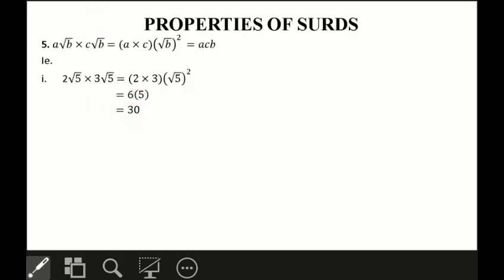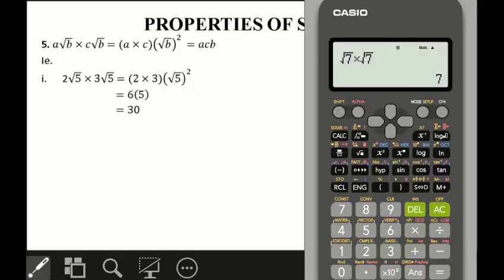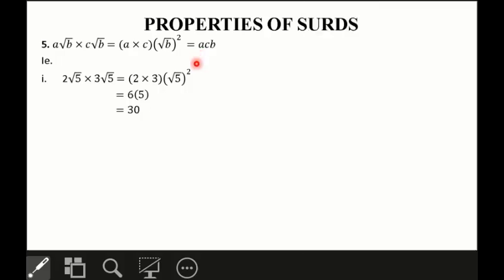So let's pick our calculators and give it a try over here. So we have 2 root of 5 times 3 root of 5, and you press equal to. You see you are getting 30, right? Good. So this is how the calculator calculated it in the background to give us an answer of what? 30. That is what we have shown over there. So whenever you are given a question of this form, this is how we expect you to solve it. Good. Now let's continue.